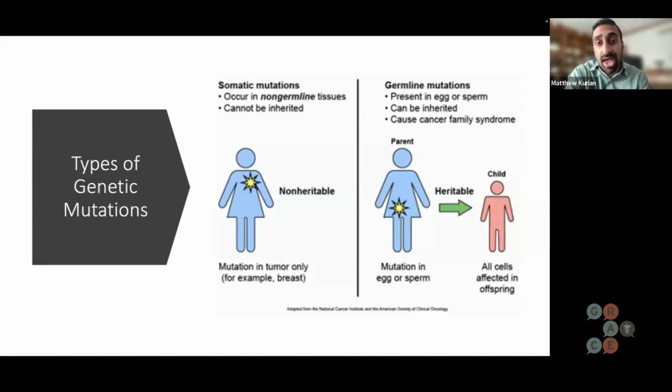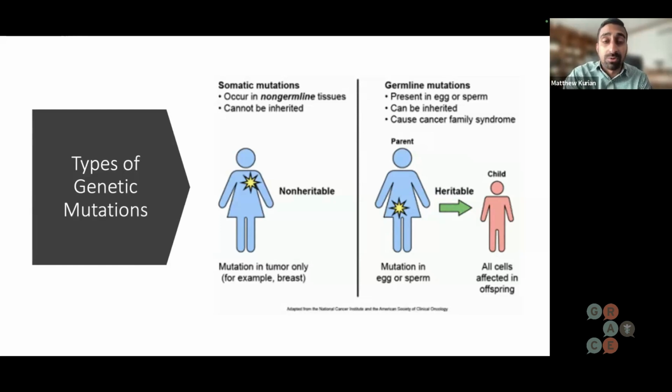One is called a somatic mutation. What I mean by that is that it is a mutation that cannot be inherited. So you can't pass it down from mom and dad to son and daughter. These are mutations that occur for various different reasons within the cancer itself, and this is what leads to a lot of different cancers.